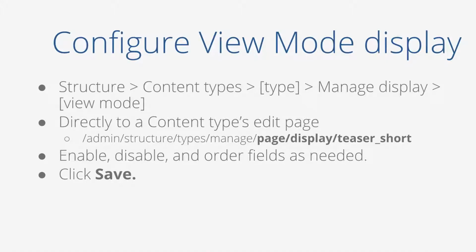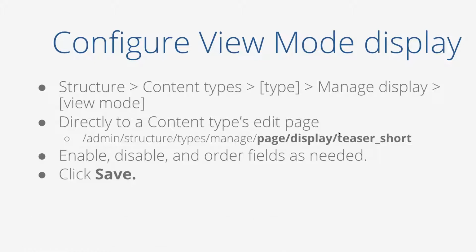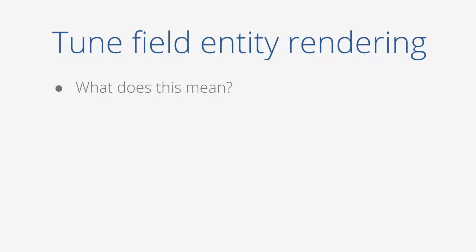Okay. Let's go ahead and configure the view mode display. So basically what we do is now tell what fields do we want to show up on the view mode and how do we want the fields to be formatted. All right, so this is really cool, and you can see the URL is page, like for the basic page, is page display, and then the view mode machine name. This is where you tune field entity rendering. What the heck does that mean?